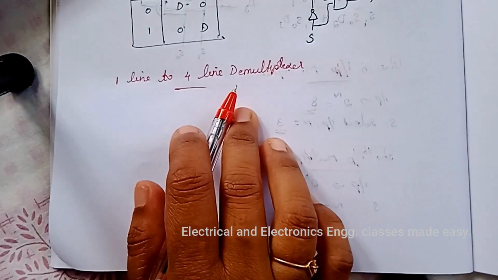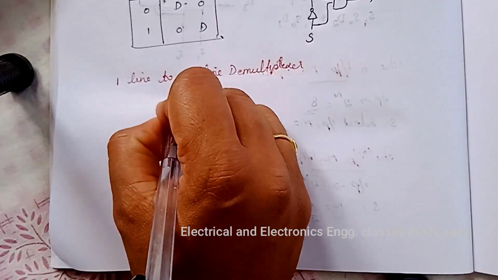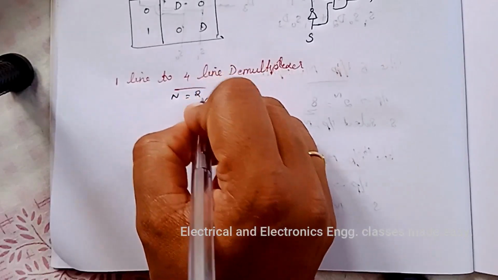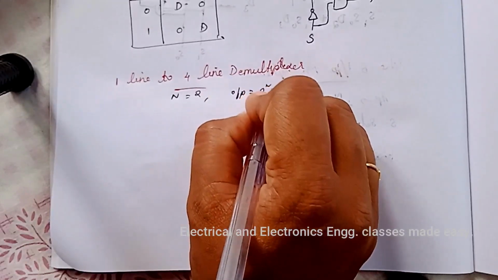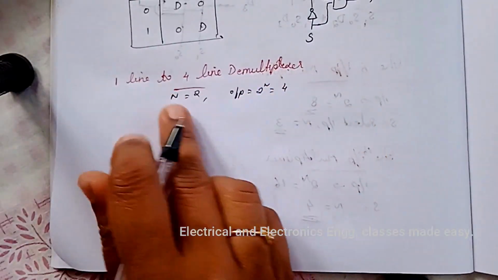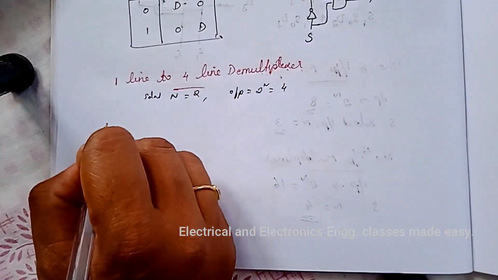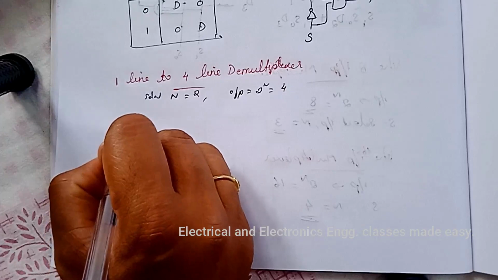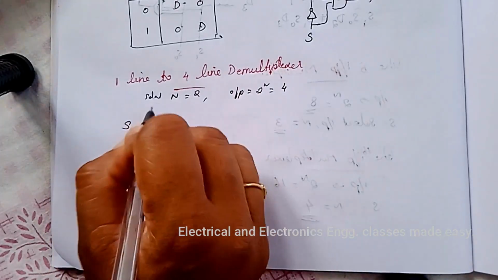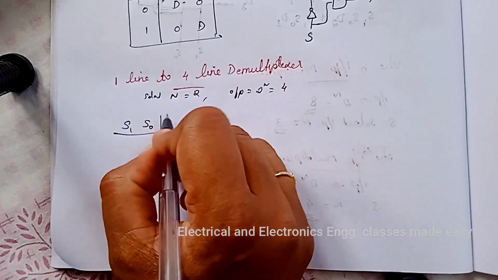Next is one line to four line demultiplexer. So in one line to four line demultiplexer, the select input n is equal to 2. So we will get the output equal to 2 raised to n, that is 4. So the select input in this case is 2. So we can draw the truth table or function table. S1, S0, there will be 2 select inputs, and the output lines are 4.